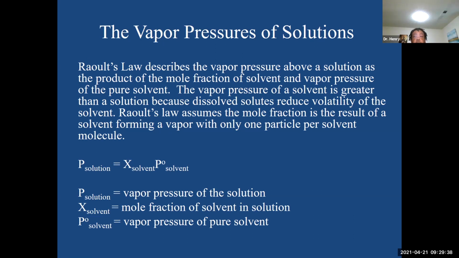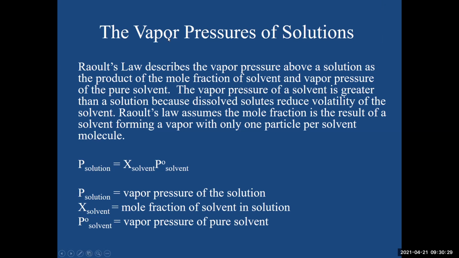We've talked about vapor pressure, right? If we want to calculate the vapor pressure of a solution, we take the mole fraction of the solvent times the vapor pressure of the solvent, and that gives us the new vapor pressure of the solution. Simple? It's a real simple equation. P solution equals mole fraction of solvent times the vapor pressure of the solvent, not solution. So the vapor pressure of the solution is just a fraction of that of the solvent.